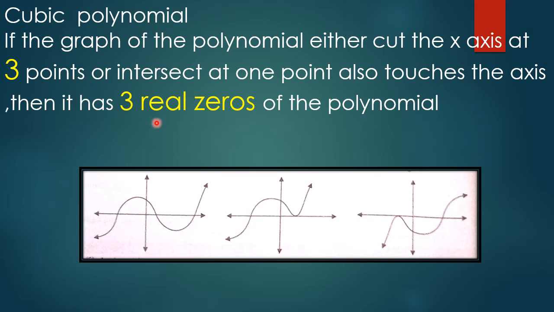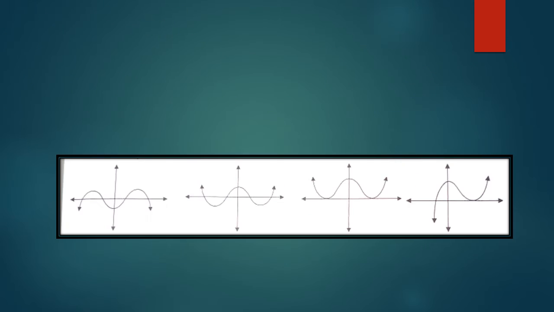So we can say it has three real zeros of the polynomial. Maximum it can have 3, you can have even less than 3 also. But as soon as you see a curve like this, which is not in U shape, you can say it is a cubic polynomial and maximum it can have only 3 real zeros. So how are we going to decide the number of zeros? By seeing at how many points the curve touches the x-axis. So now let's see the next example.